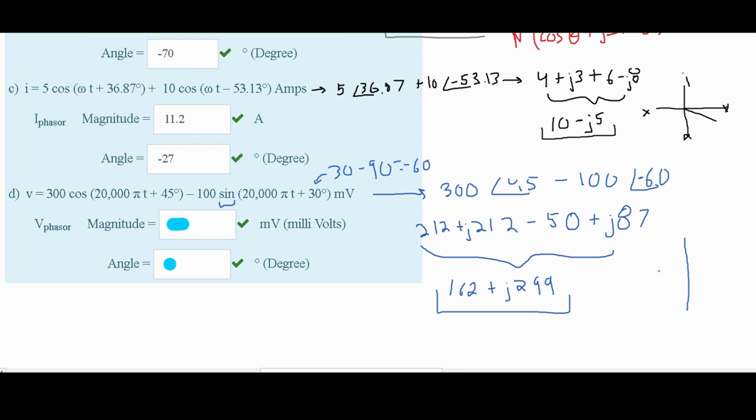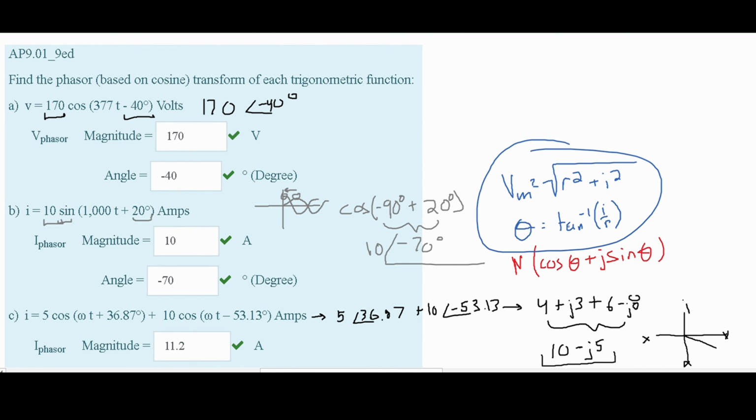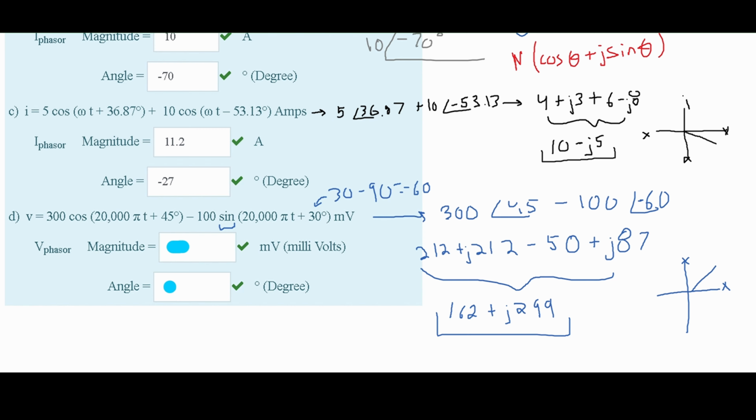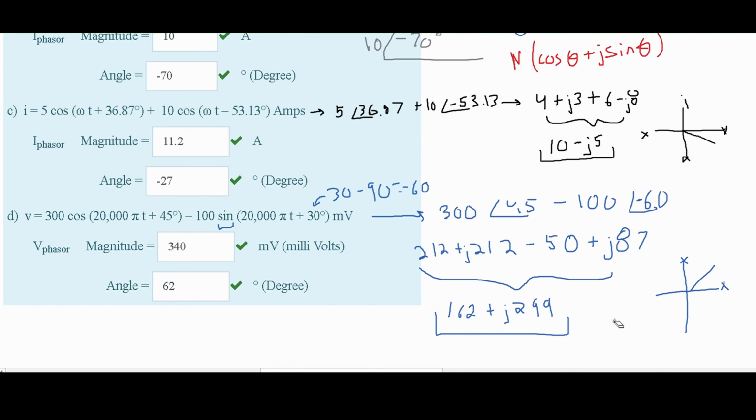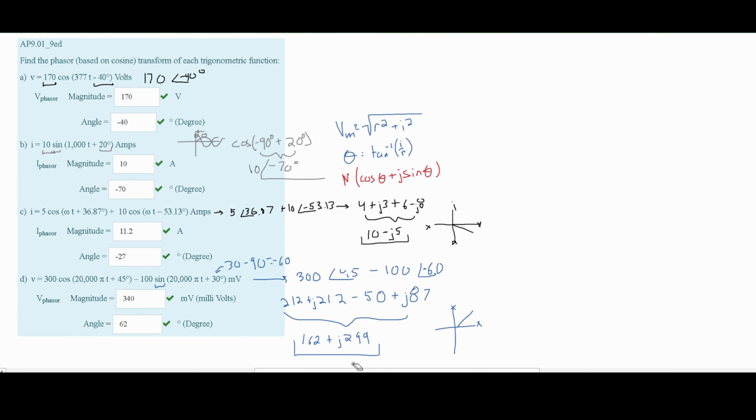If we graph this, we know that our imaginary number is in the positive and our real number is in the positive as well, so our angle is going to have to be somewhere in this quadrant, otherwise we will add 180 degrees to it. So now we have to convert this rectangular form back into the polar form using these equations up here. From this, we're going to get approximately 340 for our magnitude and approximately 62 degrees for our angle. We can see that our angle is positive, so it's going to be in the first quadrant, and that checks out good. And that is how you would go about solving this problem.